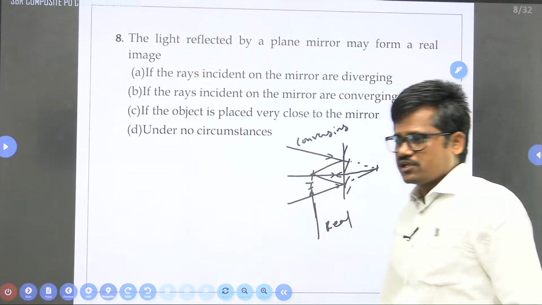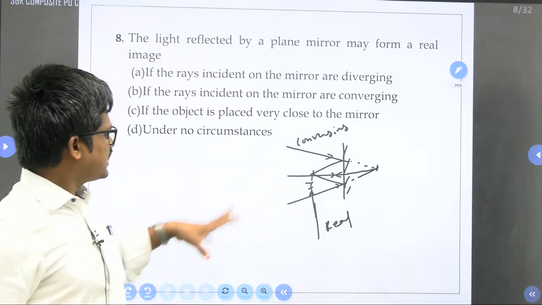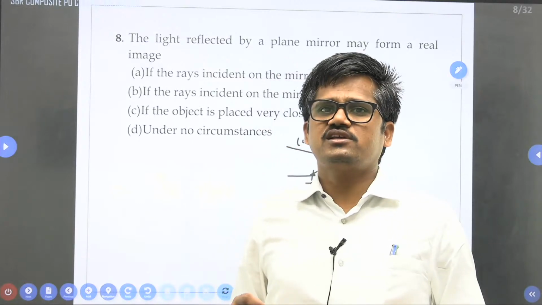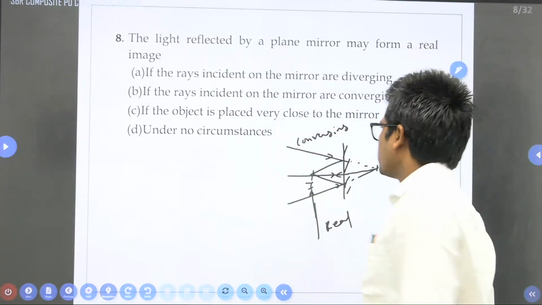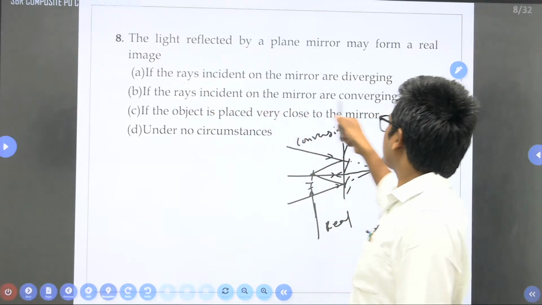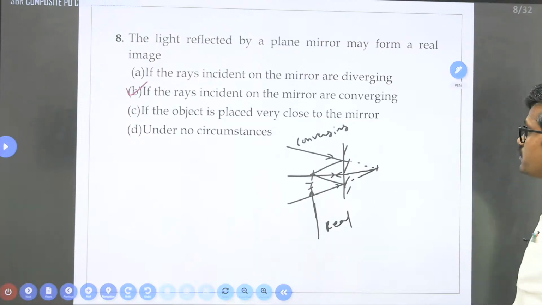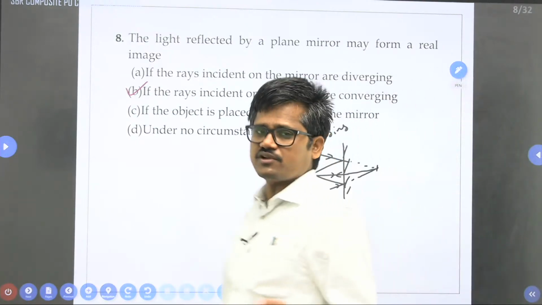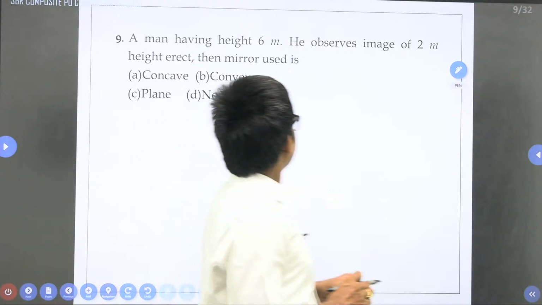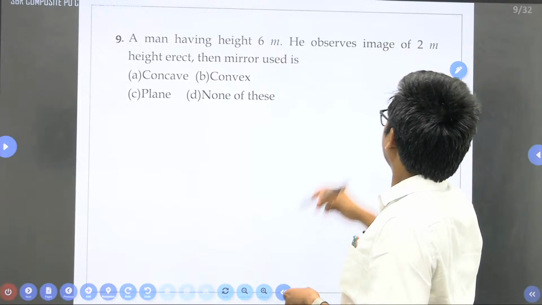When that real image forms, the type of rays hitting the plane mirror is converging type, and the image we get is a real image. Got my point? Okay, then which option? If the rays incident on the mirror are converging, this is the answer. Got my point? Okay.